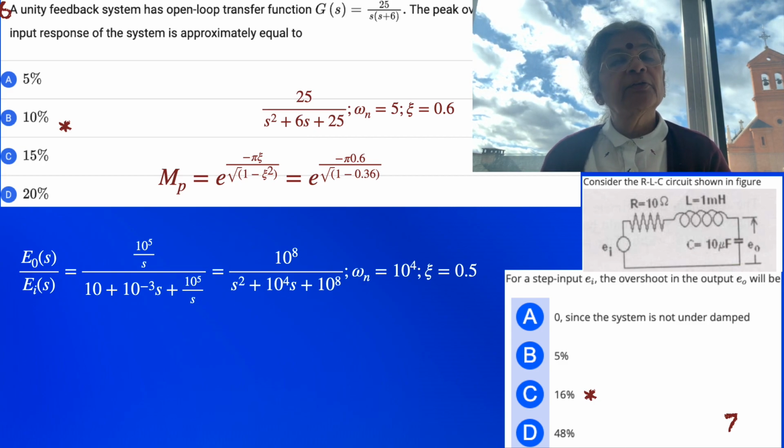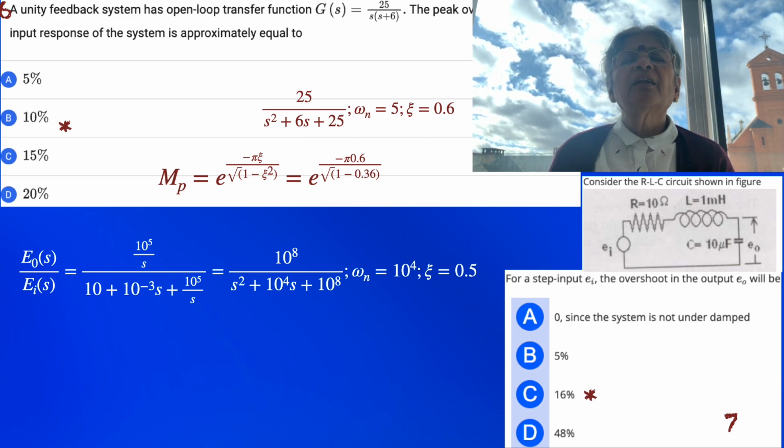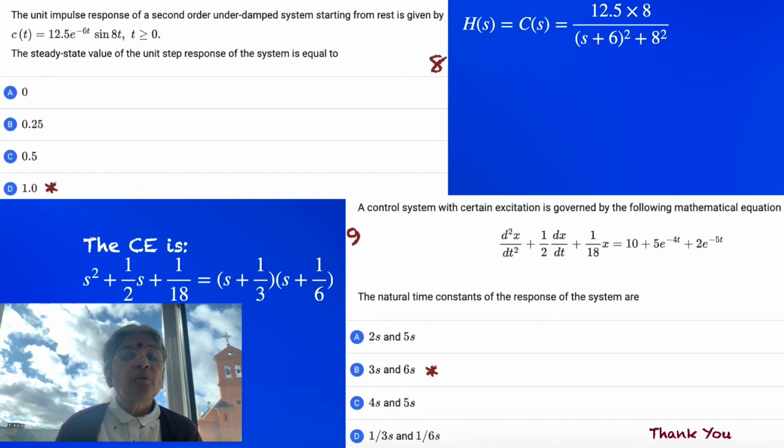Square root of 3 is around 1.732, and pi is 3.14, so it is around e raised to minus 2. If you know that e is around 2.7, so 1 by 2.7 square or something like that, it's easy to see that you have something like 16%, without even using your calculator. Okay, moving to the last slide and the 8th problem.